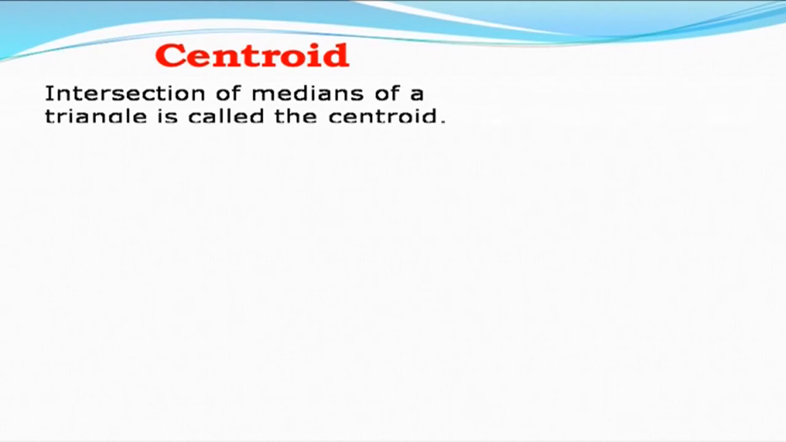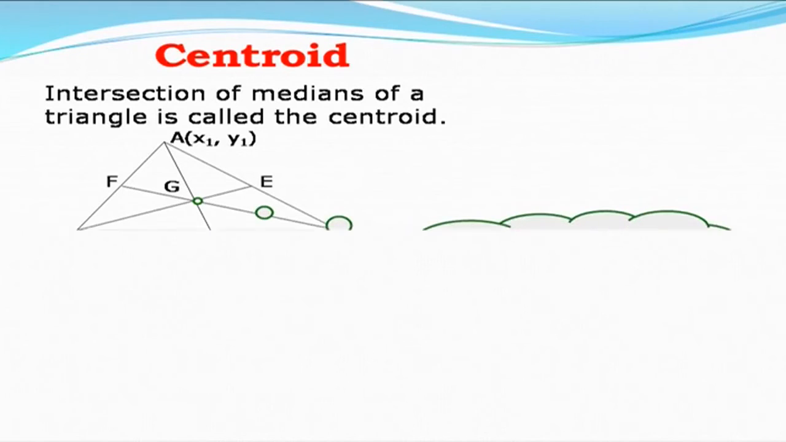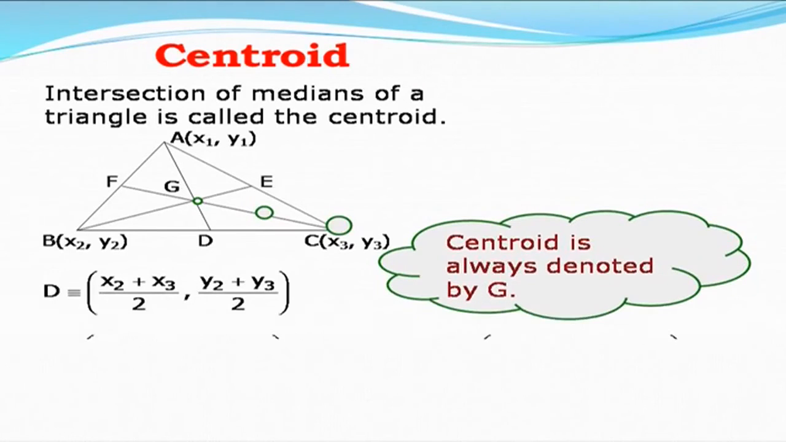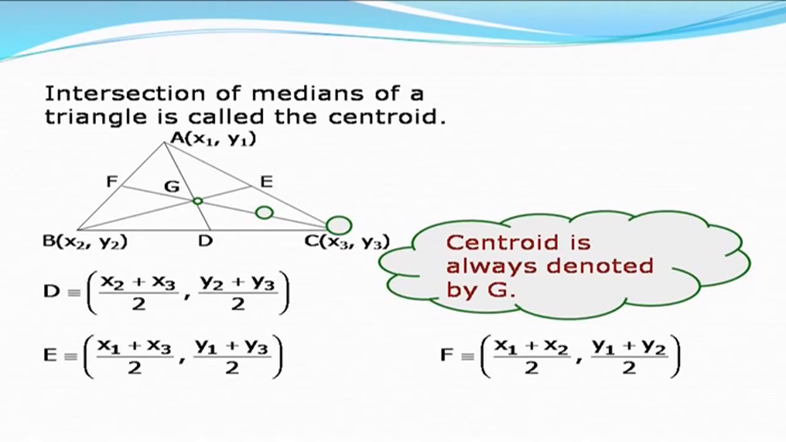Using midpoint, we can also find the centroid of a triangle. We know centroid is the intersecting point of the medians of a triangle, and median is the line segment which intersects the opposite side of a triangle at its midpoint. In this case, there is a triangle having vertices as x1, y1, x2, y2 and x3, y3.